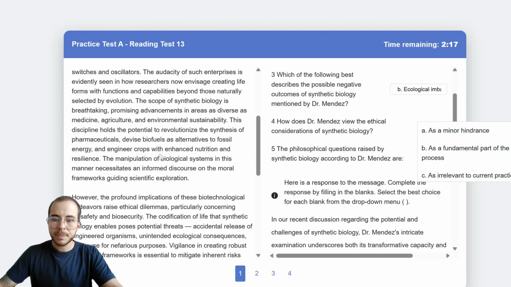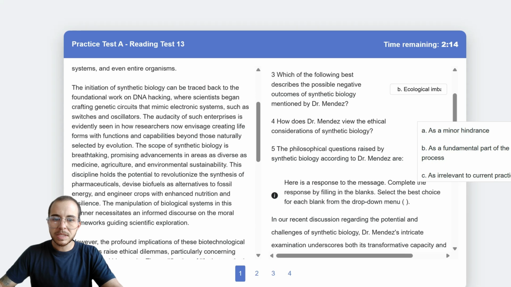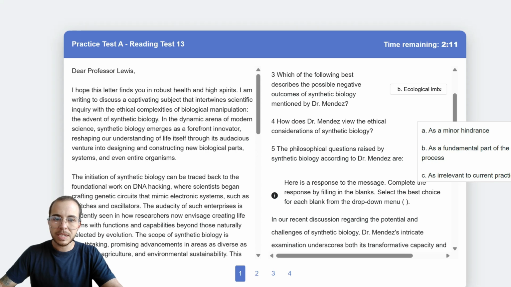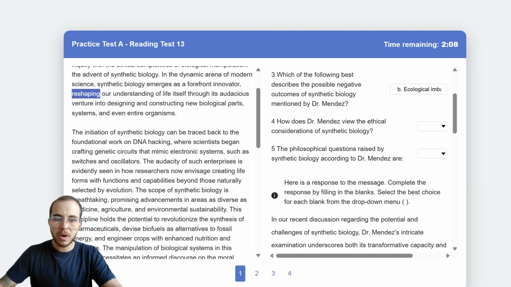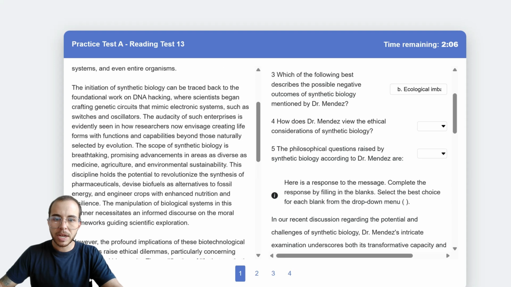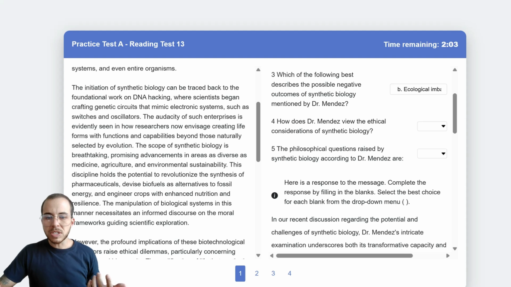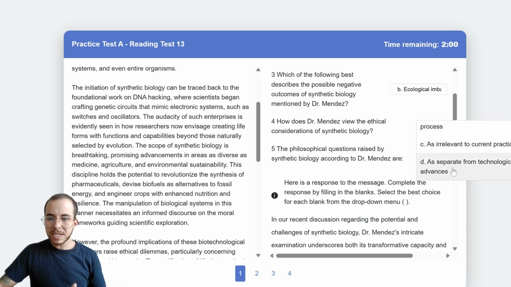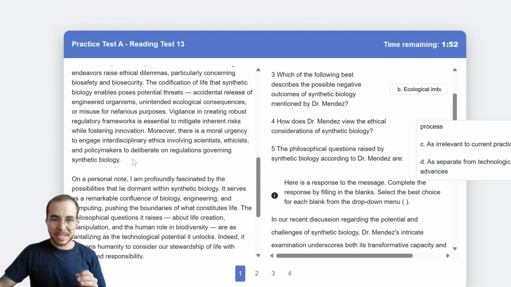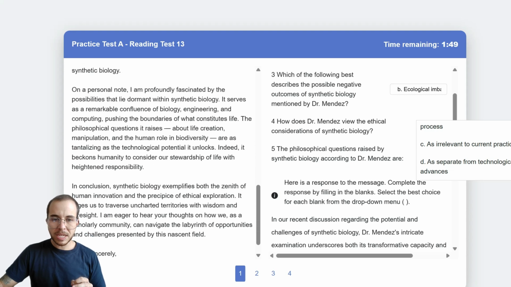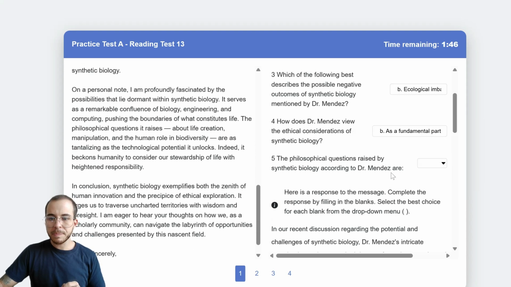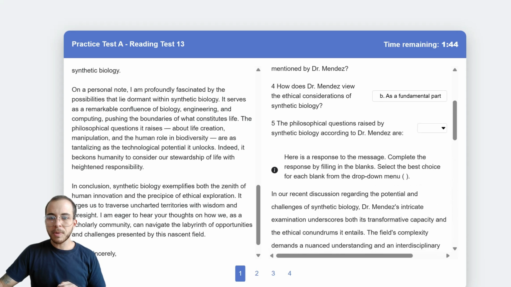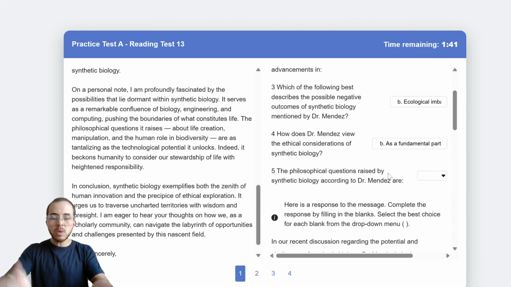Because she does talk about this synthetic biology and how it's a forefront, it's reshaping our understanding. Let me just double check. What is your thought? Do you think it's the fundamental process or as separate from technological advances? Let's go through. We don't have a lot of time, so I'm going to go with B. Now, although we don't have a lot of time, I'm going to restart this because we are looking closely, in depth, on how to answer these questions.